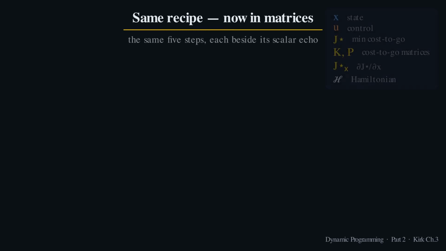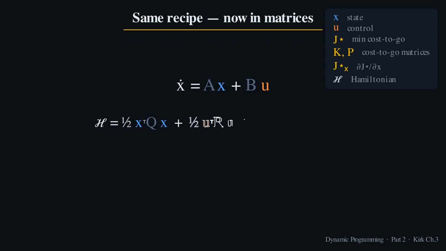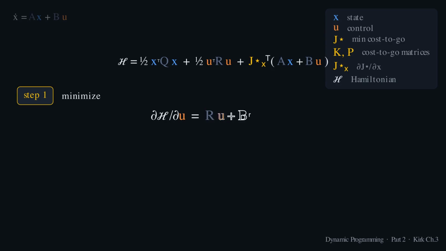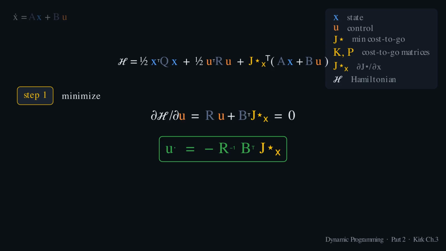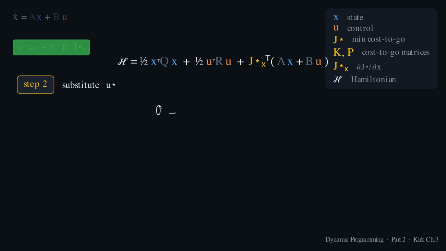Everything we just did by hand survives, almost word for word, when the state becomes a vector and the system becomes matrices. The same 5 steps. The system, x dot equals ax plus bu, the same quadratic cost. The Hamiltonian, 1/2 x transpose qx plus 1/2 u transpose ru plus the gradient dotted into ax plus bu. Step 1. Minimize. Derivative to 0 gives the control, minus R inverse B transpose times the gradient. Set it beside the scalar answer, minus 2 times the gradient. The same shape dressed in matrices.